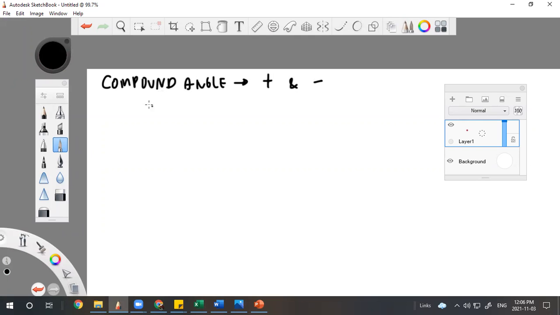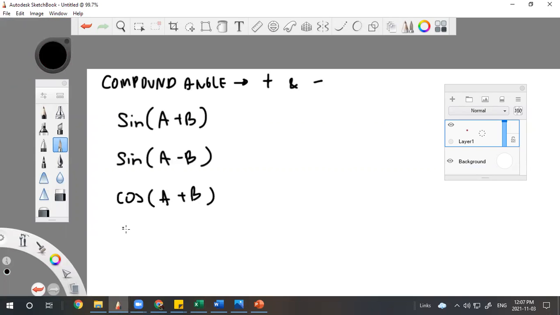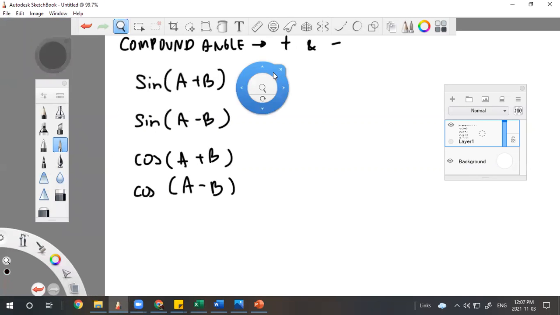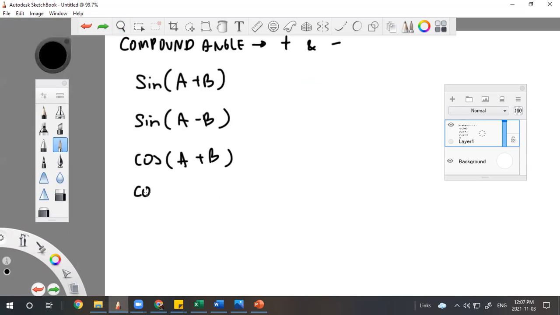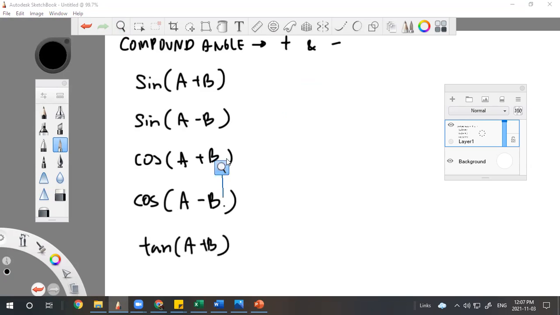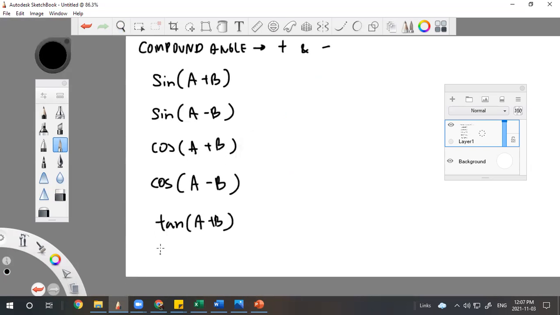And then what we have now is sine of a plus b, and then we have sine of a subtract b, cos a plus b, cos a subtract b, right? It can be pq, it can be xy, anything. It can be any value of variables. And then we have tan a plus b, and also on the last part we have tan a minus b.